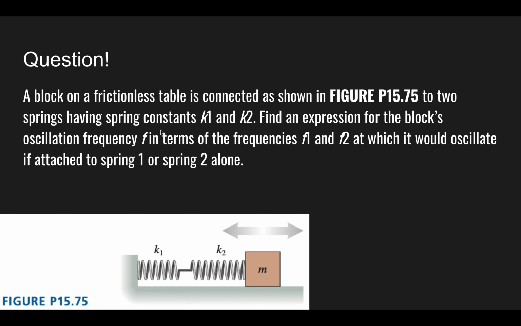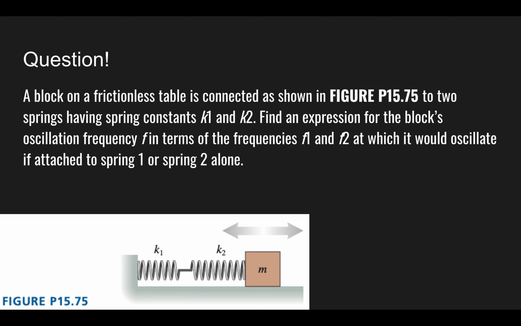So here's the question. A block on a frictionless table is connected as shown in figure 15.75 to two springs having spring constants K1 and K2. And it's asking us to find the expression for the block's oscillating frequency F in terms of frequencies F1 and F2, at which it would oscillate if attached to spring 1 and spring 2 alone.